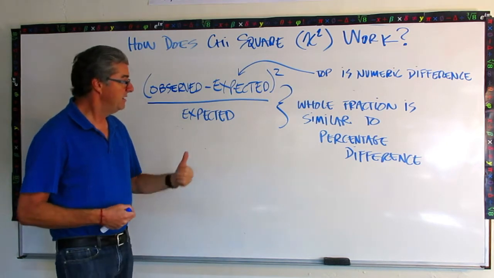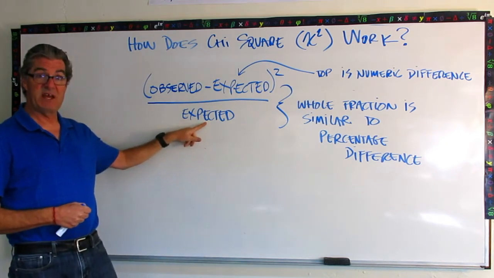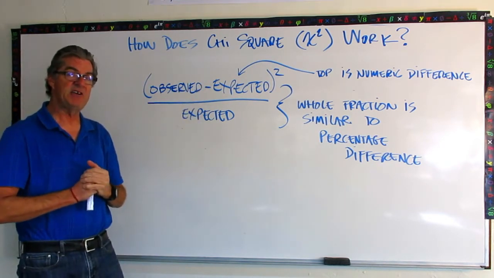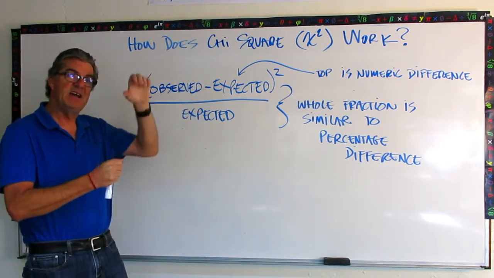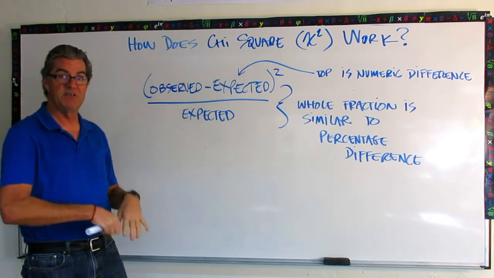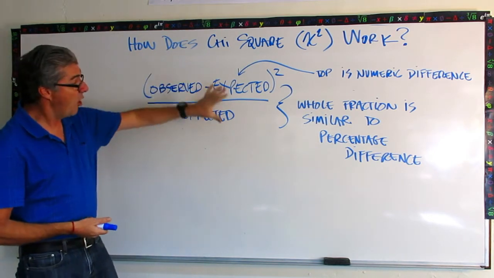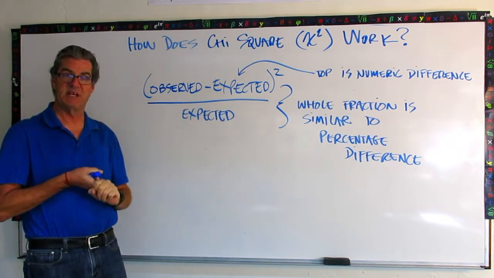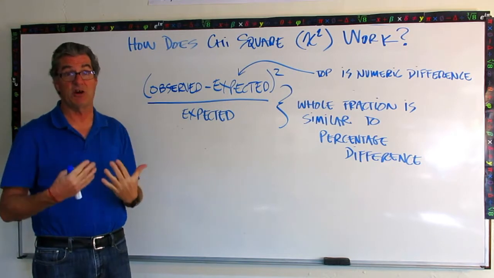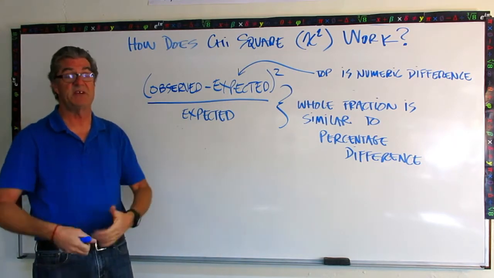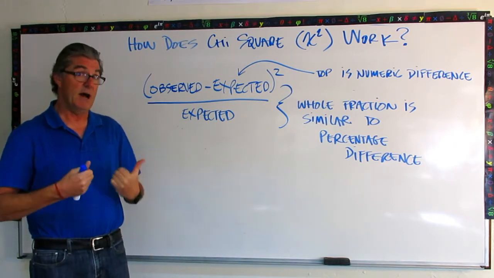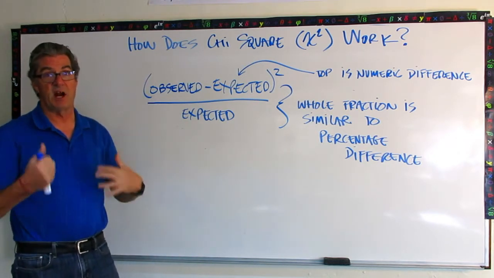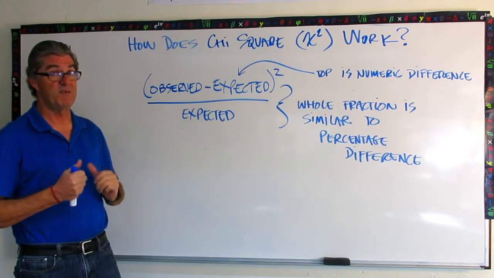Okay? Now, we're dividing that by expected. So this whole fraction is similar to how we calculate percentages. Remember, we divide one thing by another, multiply by 100, that will give us the percentage. So the overall term here encapsulates both the numeric difference and the percent difference. And that makes sense, and that's kind of cool, because we've been exploring those two ways of measuring differences for a couple of weeks now. And it's not surprising that the essential term in our calculation is going to encapsulate both of those things.